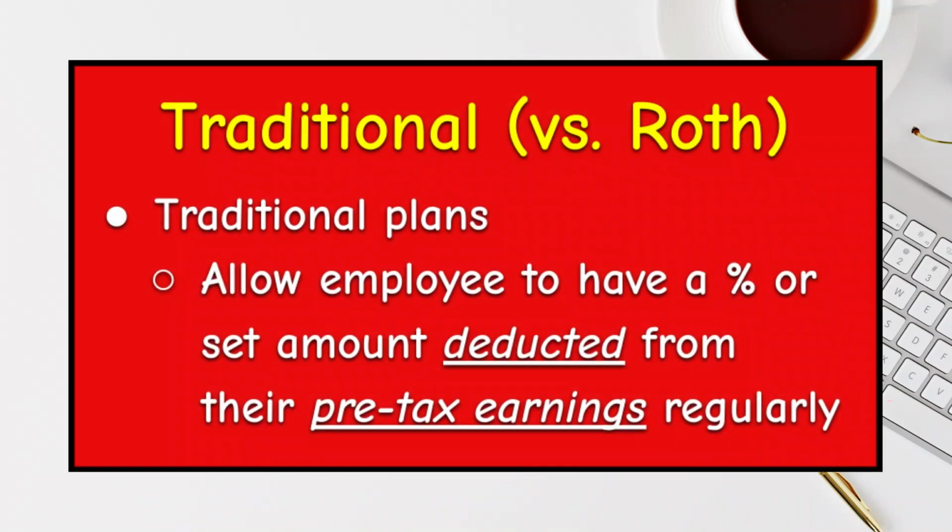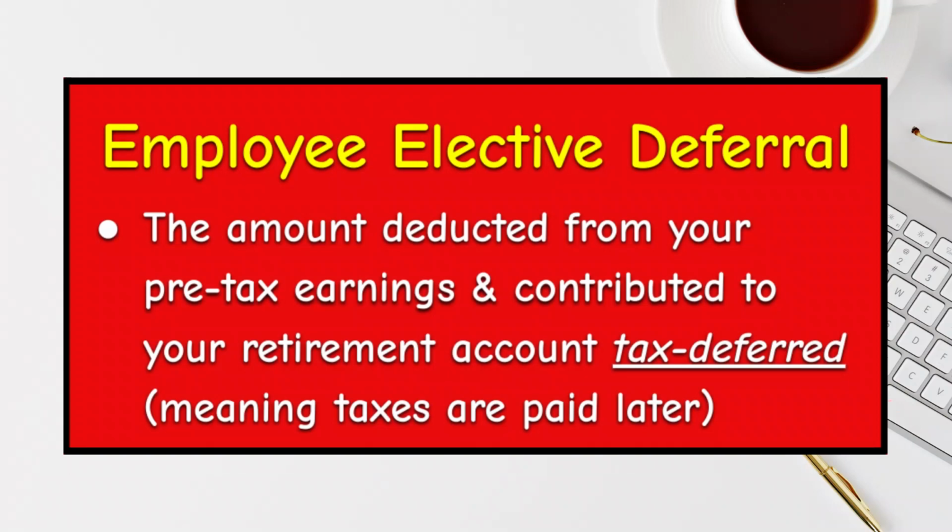Traditional plans such as 401ks, 403bs, 457s, and the TSP allow for the employee to have a percentage or a set amount deducted from their pre-tax earnings on a regular or even a one-time basis. The amount taken out of their pre-tax earnings and contributed to their retirement investment accounts is called the employee's elective deferral amount. What does elective deferral even mean? Traditional plans allow employees to contribute pre-tax earnings and defer the taxes on this contribution until the money is withdrawn.